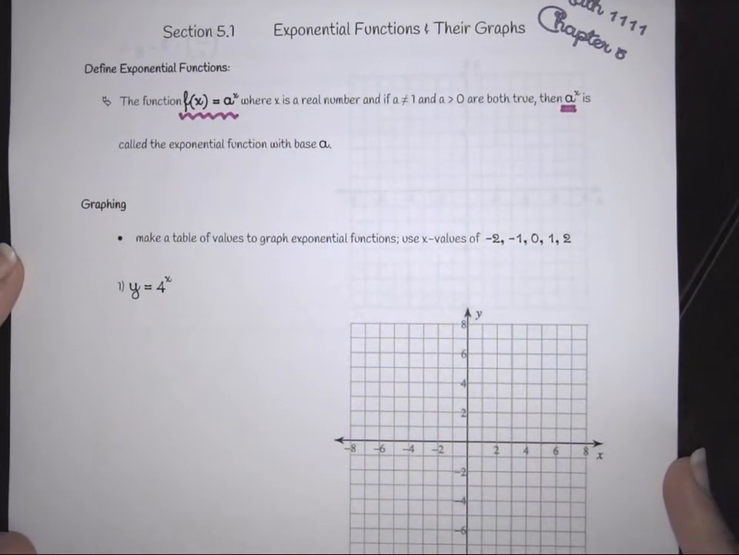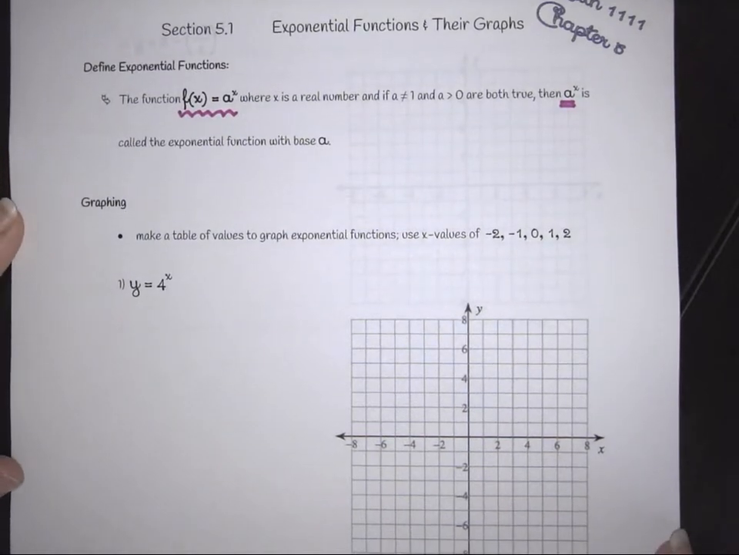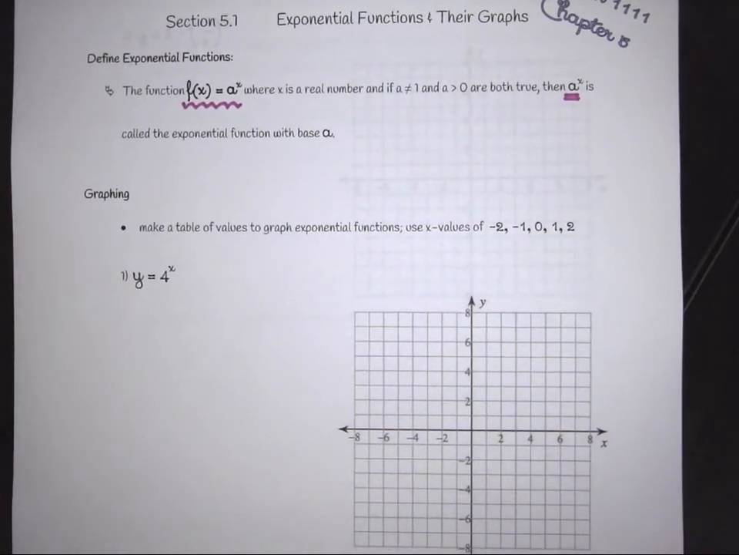Okay, in this video we are going to look at what it means to have an exponential function and then what it means to graph that exponential function. So first and foremost, we need to know what is an exponential function.